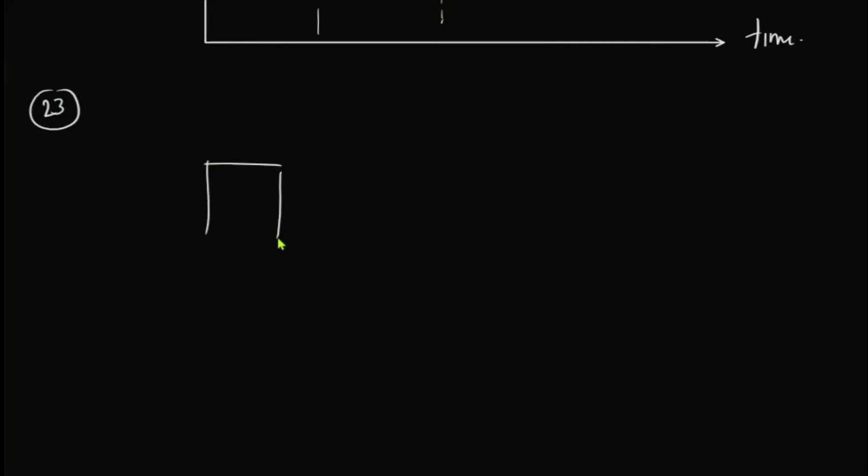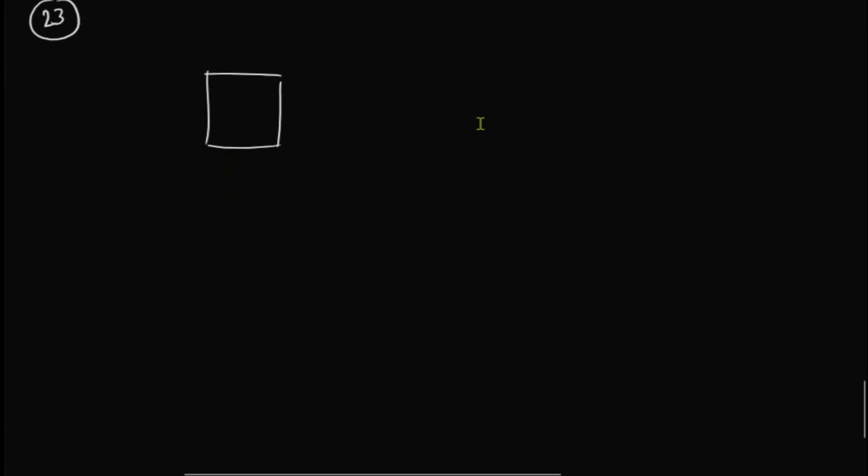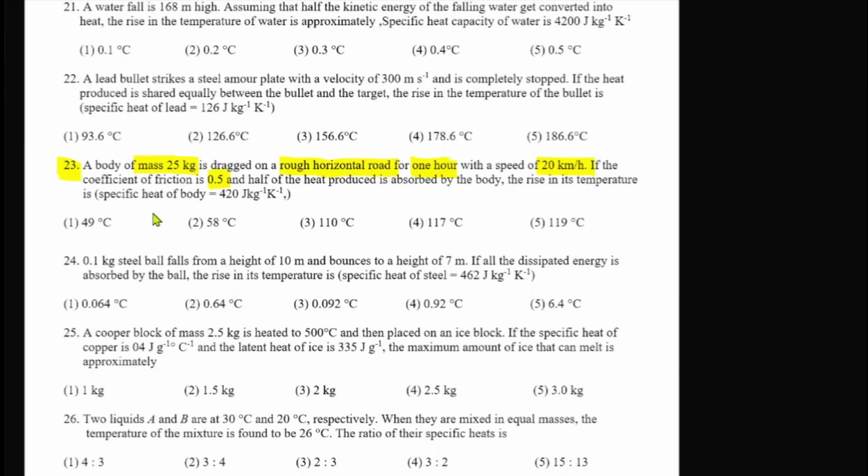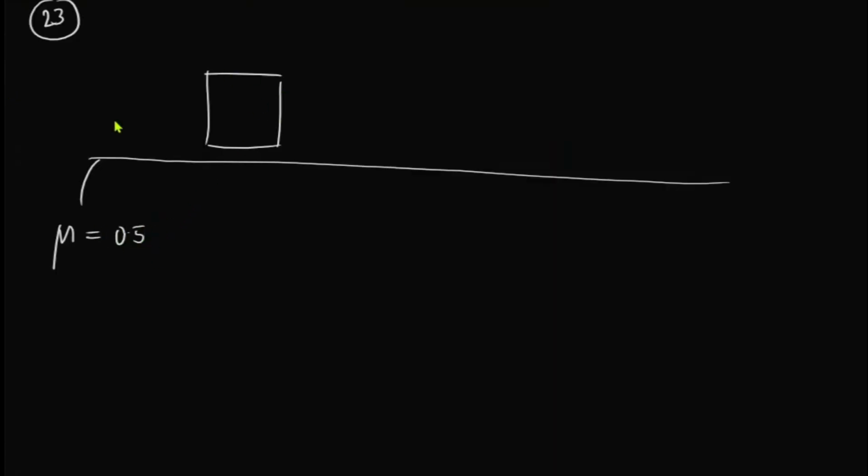There is a certain body and a rough floor, where the frictional coefficient is 0.5. When this is dragged on this rough floor, what happens? It's going to exert a frictional force, simply F, and then there's going to be the weight acting downwards, mg, and also the reaction force.